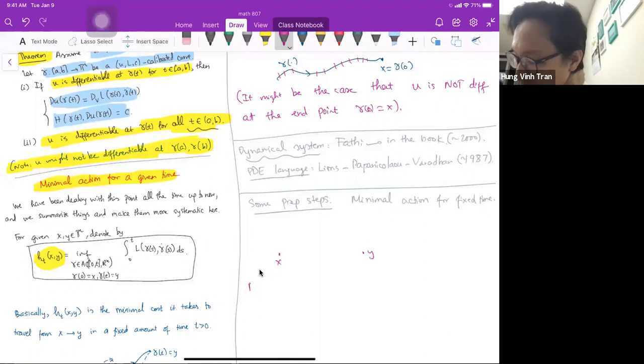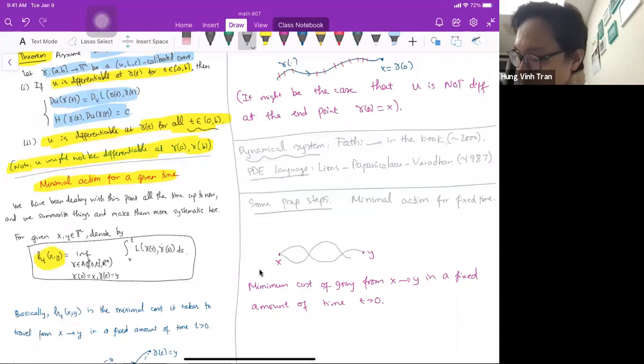Right, so this is the minimum cost of going from x to y in a fixed amount of time, say t greater than 0, that is given to you. So you can choose as many admissible curves as you wish.